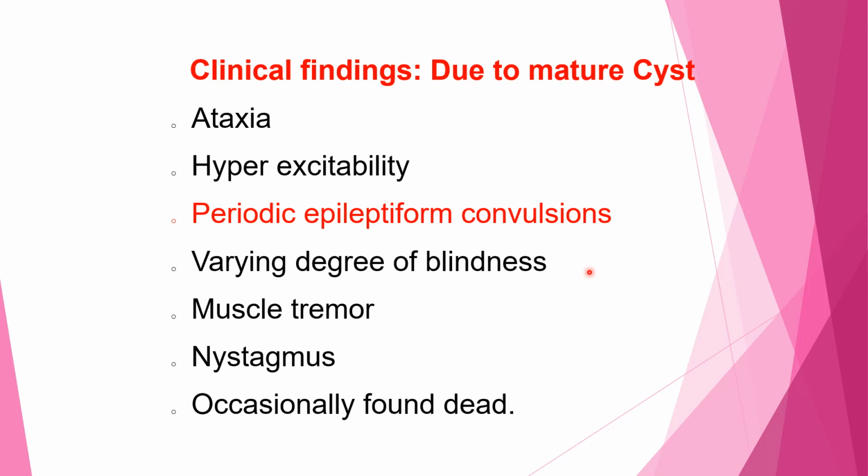There are varying degrees of blindness. That is because of the pressure on the optic nerve. Muscle tremors. Nystagmus means moving or rolling of the eyeball. The eyeball may frequently move in a horizontal or vertical or in a rotatory manner. Excessive movement of the eyeball is called nystagmus. And many times, when there is heavy pressure by the cyst in the brain, the animal is found dead also.